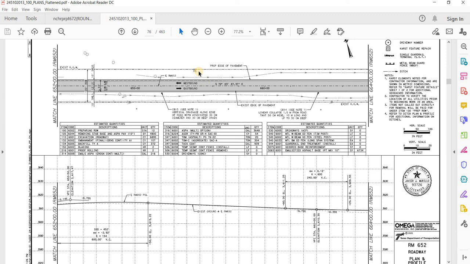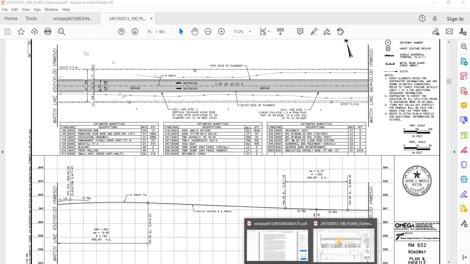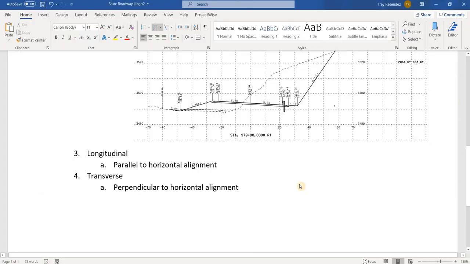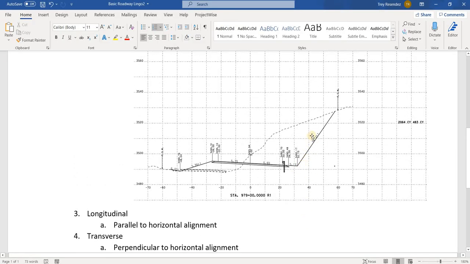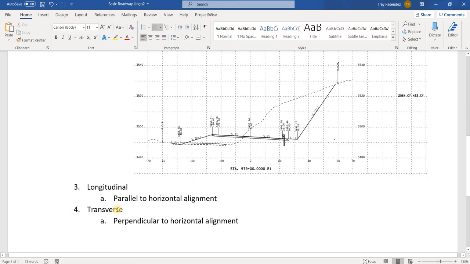They could also ask you, what is the slope transverse to the alignment of the ditch, which would just be the side slopes, which are in the cross section that I showed you. So that would be this slope here, the side slopes. So longitudinal and transverse, really important. Longitudinal is parallel to the horizontal alignment, and transverse is perpendicular. And that concludes episode 2 of Roadway Lingo.